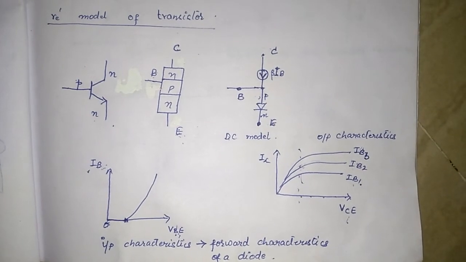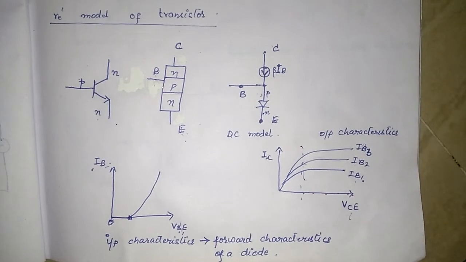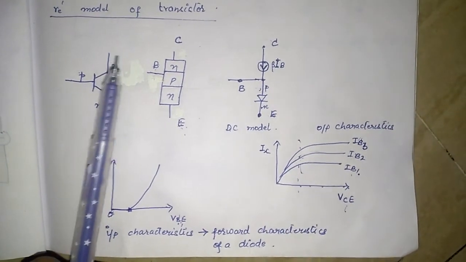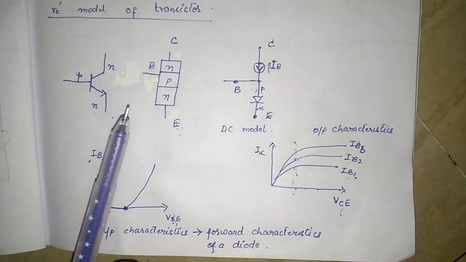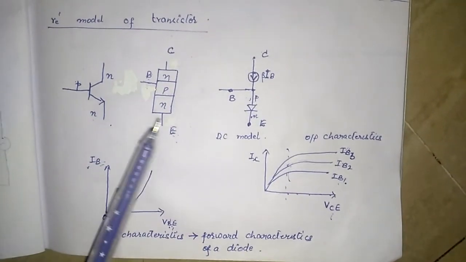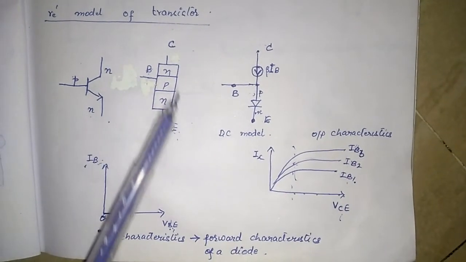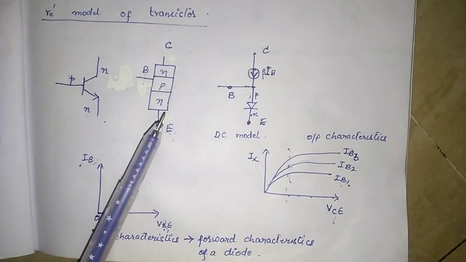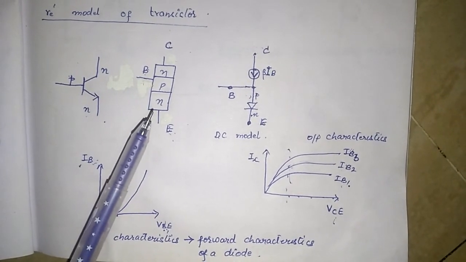Hello students, in this video let us learn about the RE model of a transistor. Here we are talking about an NPN transistor, that is a BJT. It has three terminals: collector, base and emitter. This transistor can be analyzed or understood using the devices that we already know.